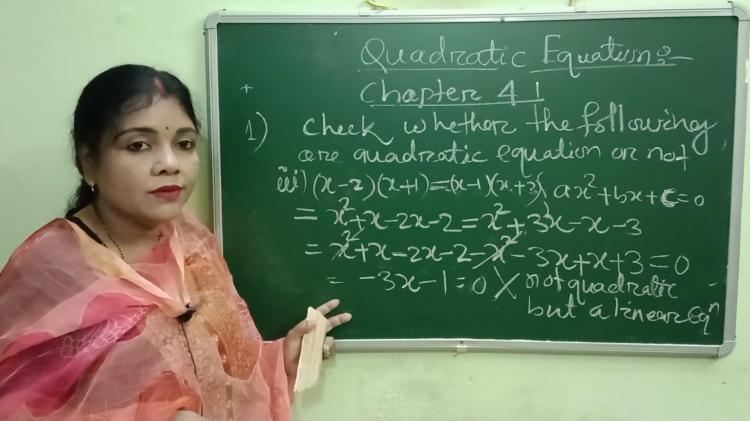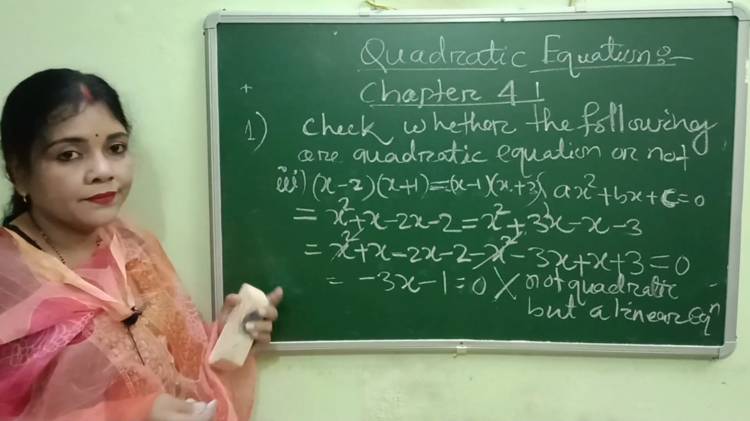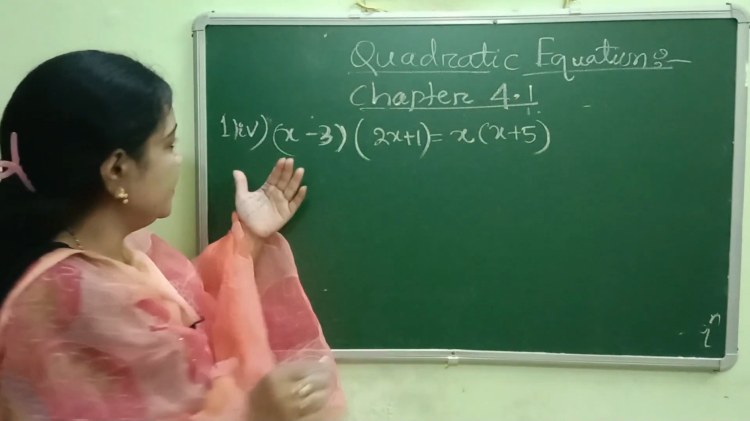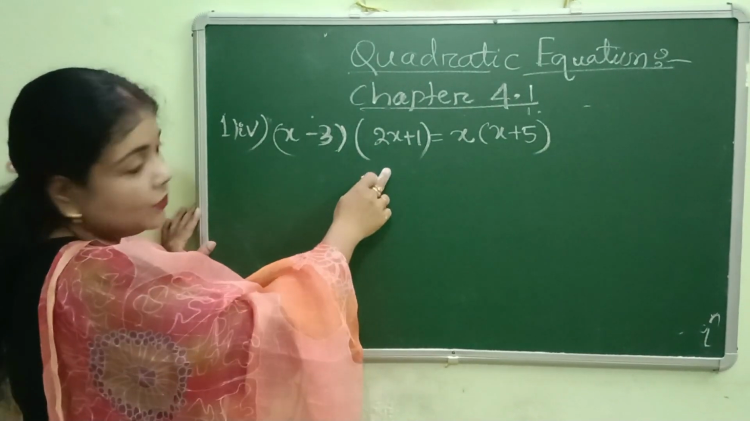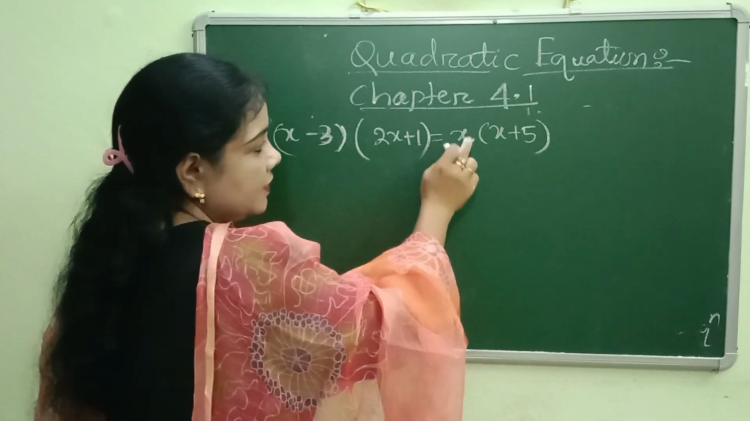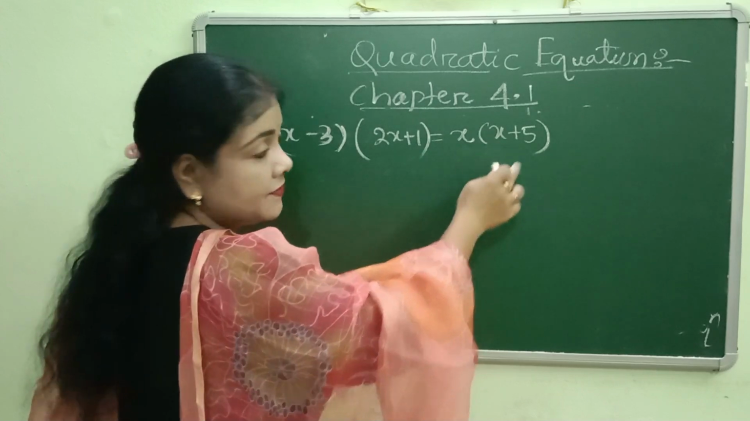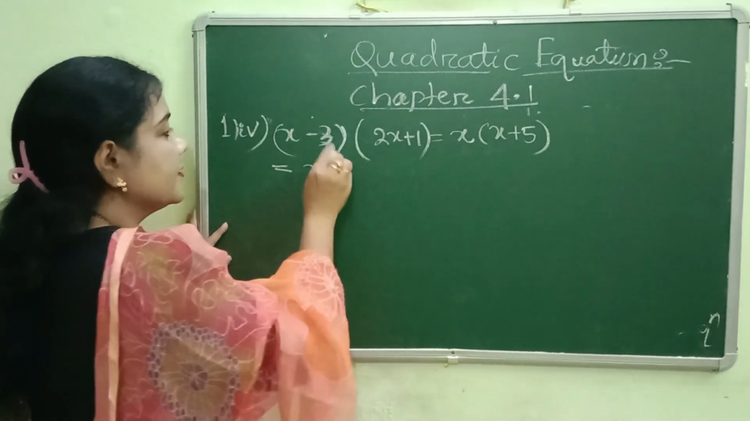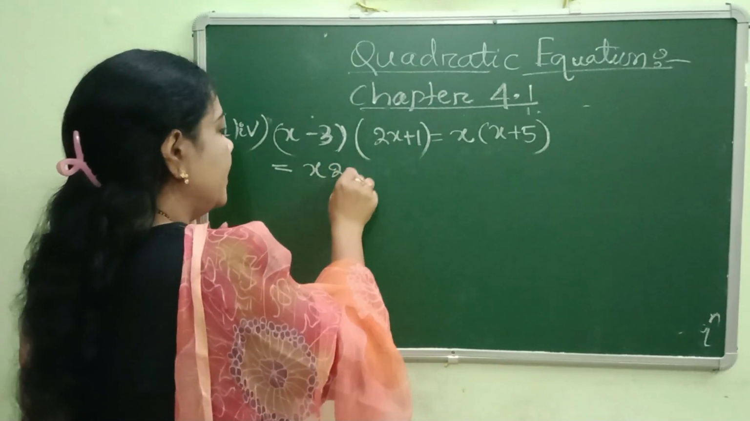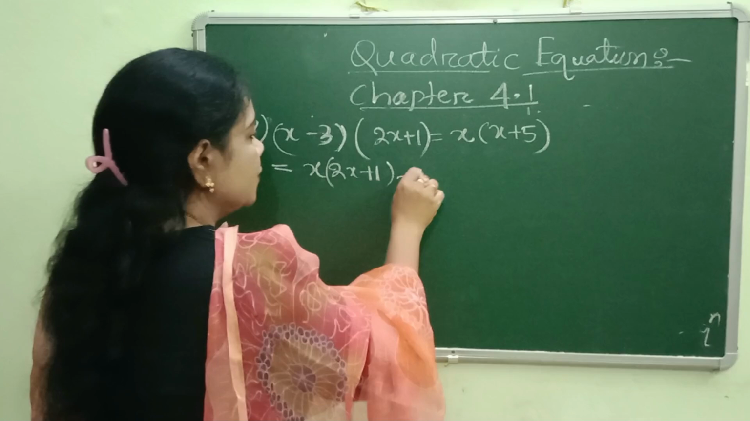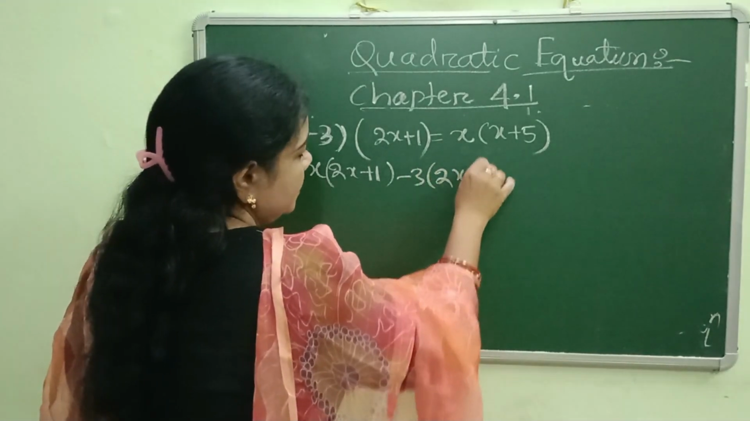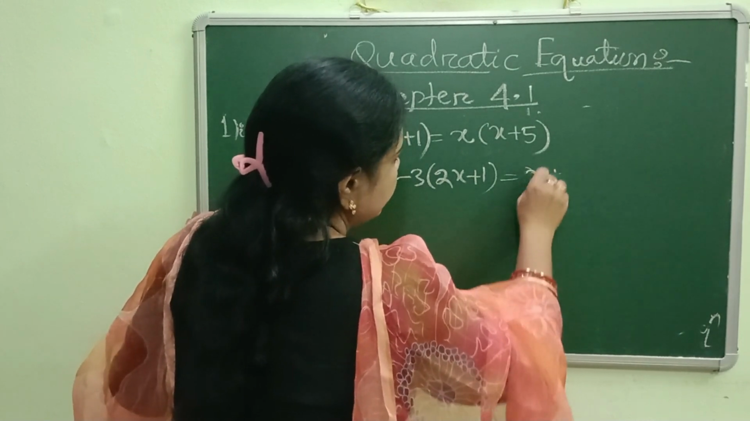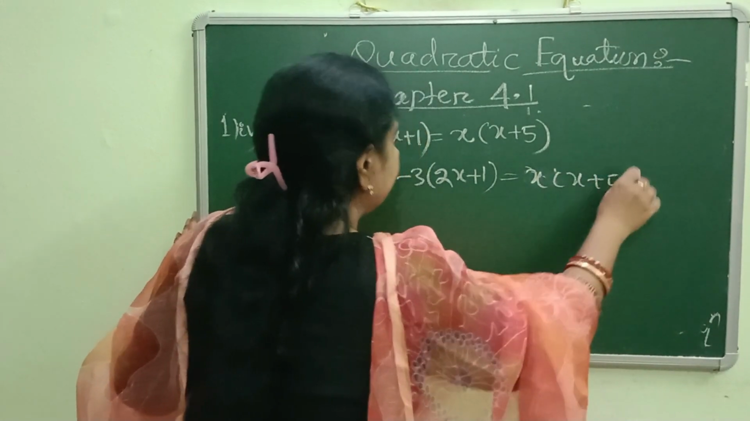And next we will solve another problem. Let us solve another question. The equation is given that (x minus 3)(2x plus 1) is equal to x(x plus 5). Similarly, as before, we have to multiply x into 2x plus 1, minus 3 into 2x plus 1, is equal to x into x plus 5.